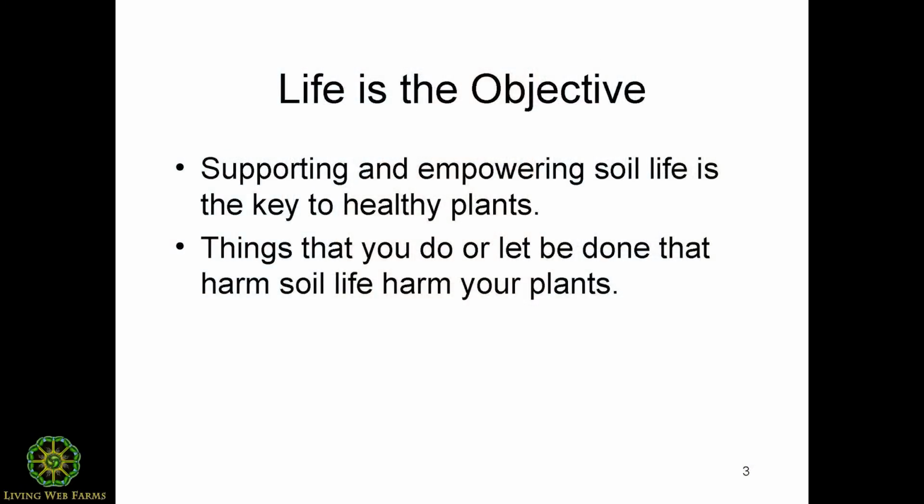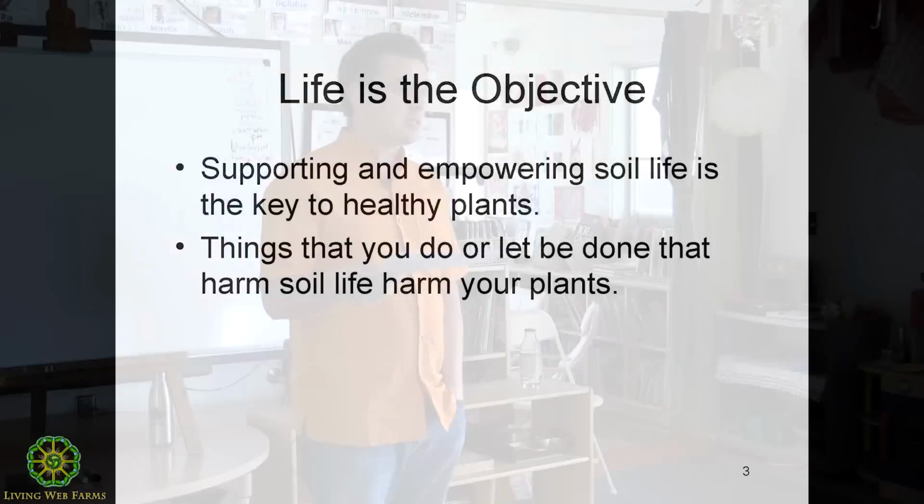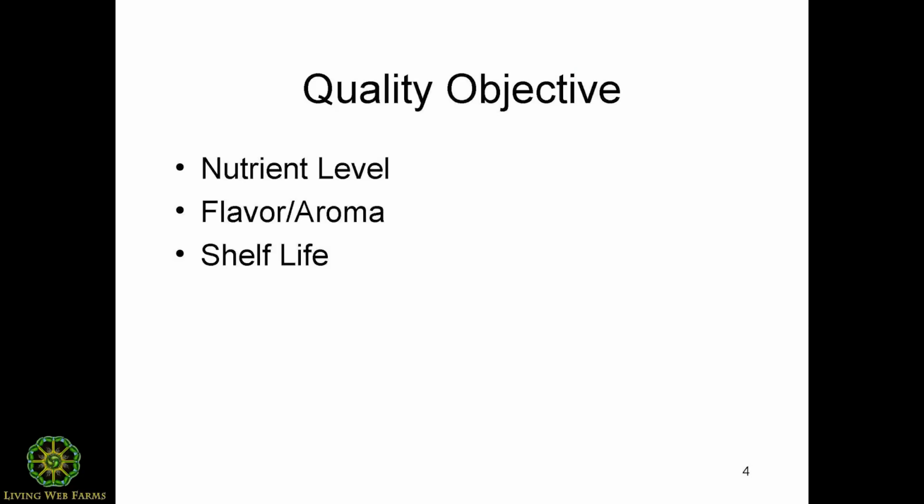Life is the objective. Supporting and empowering soil life is the key to healthy plants. I think I talked about that. Things that you do or let be done that harm soil life harm your plants, like letting your soil dry out, which harms your soil life and therefore harms your plants. Quality is the objective. Nutrient level correlates with flavor and aroma and shelf life. I did talk about that. It correlates with pest and disease resistance, and correlates with carbon sequestration.